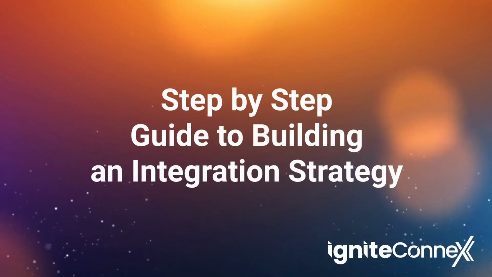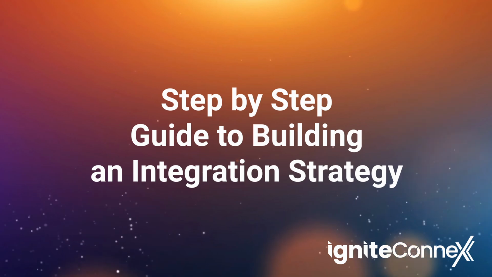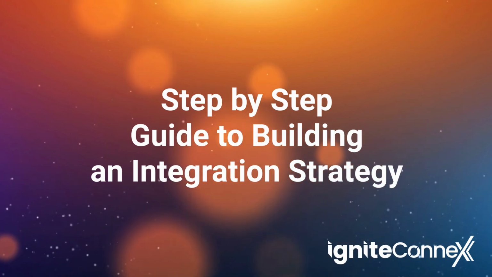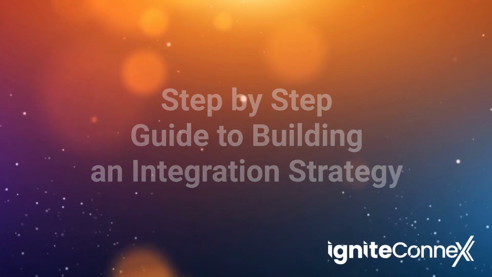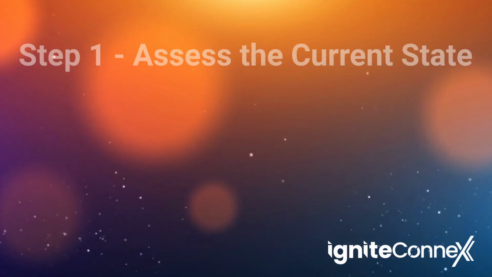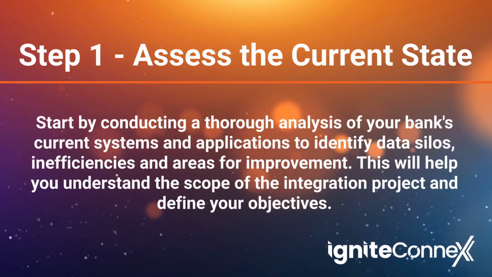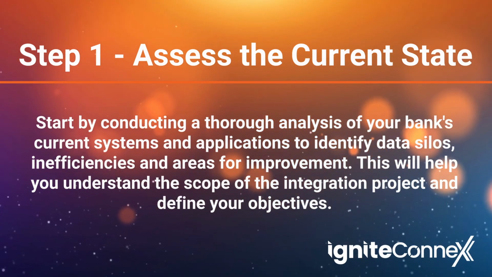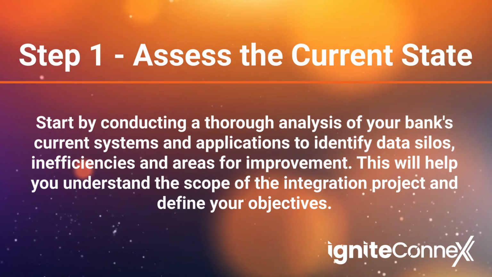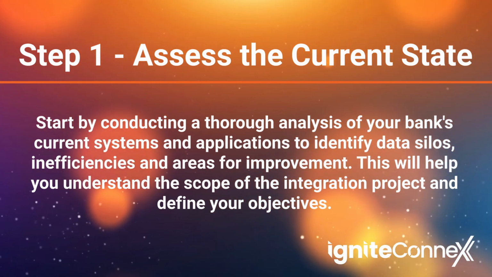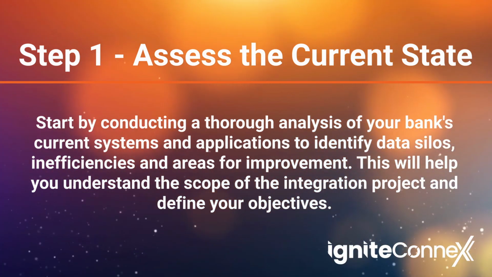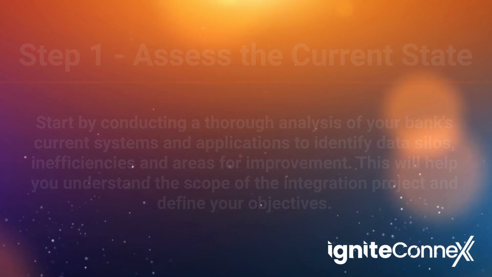Here's our step-by-step guide on how to design and implement an integration strategy that can help your bank stay competitive and meet the changing needs of your customers. Step 1. Assess the current state. Start by conducting a thorough analysis of your bank's current systems and applications to identify data silos, inefficiencies, and areas for improvement. This will help you understand the scope of the integration project and define your objectives.